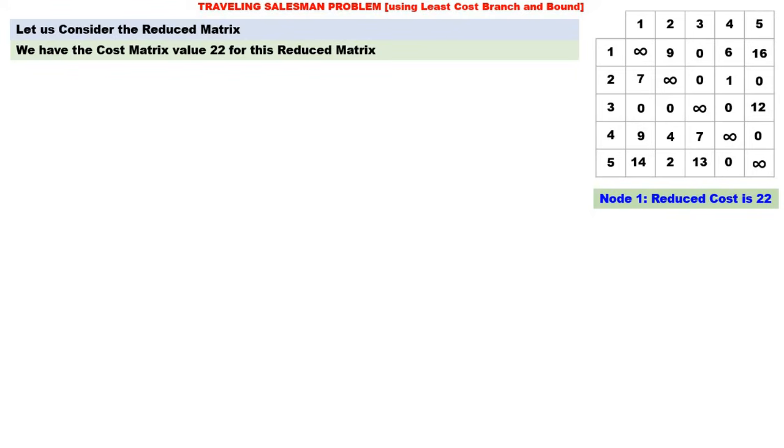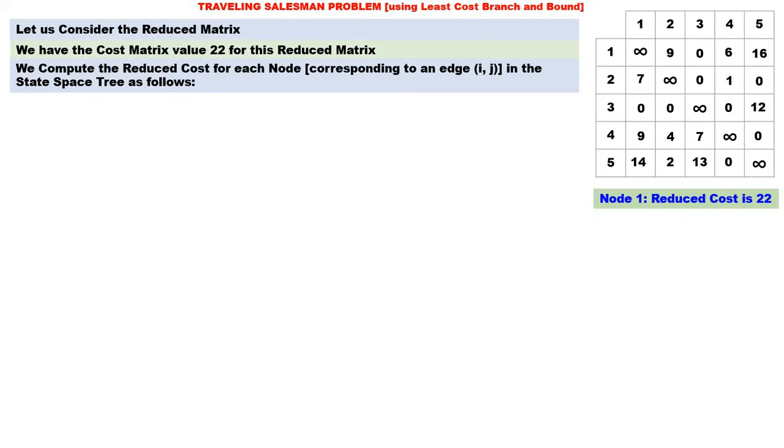There is 1 to 2, 1 to 3, 1 to 4, 1 to 5. There are 4 possibilities. In general, we compute the reduced cost for each node corresponding to edge I comma j. In general, we consider edge I comma j in the state space tree as follows. See, in this particular case, we have 4 edges, 1 to 2, 1 to 3, 1 to 4, 1 to 5. In general, when the edge is I comma j, how to do?